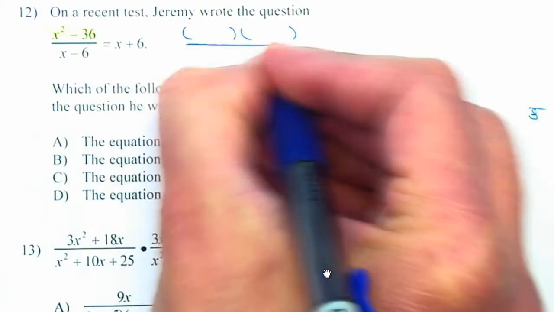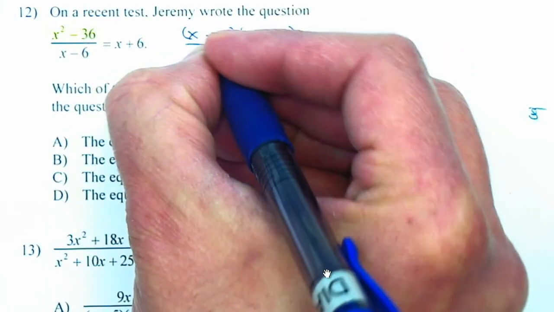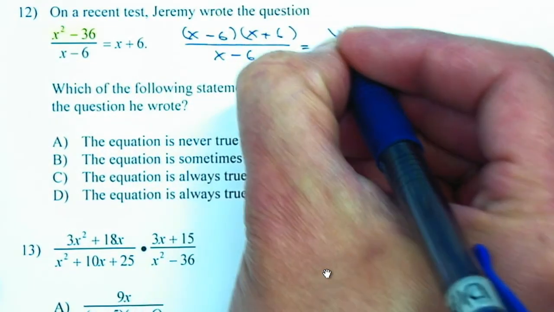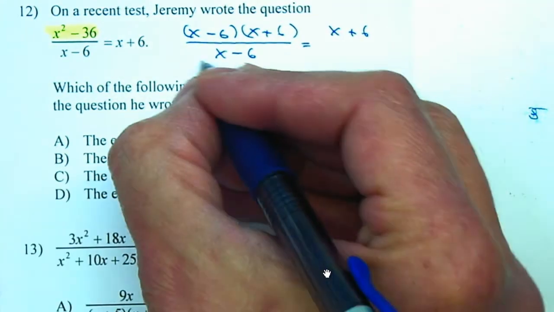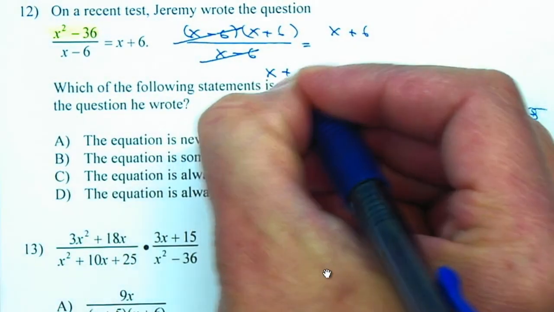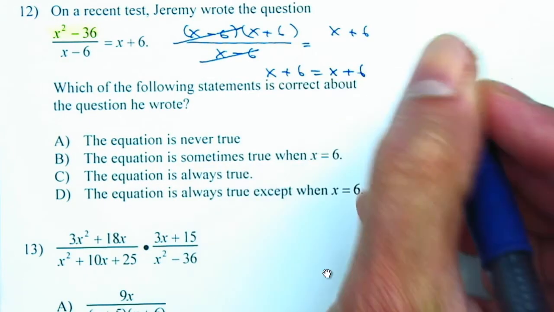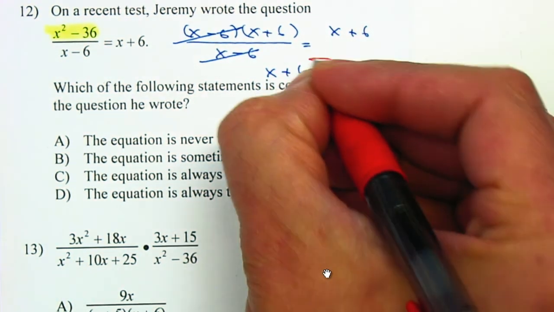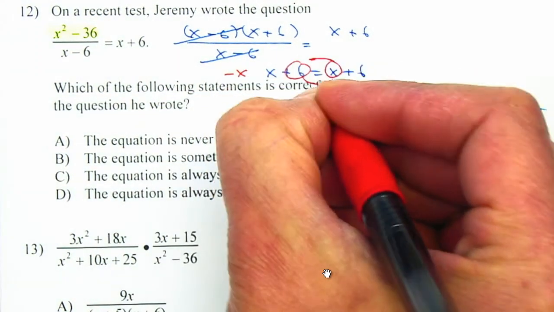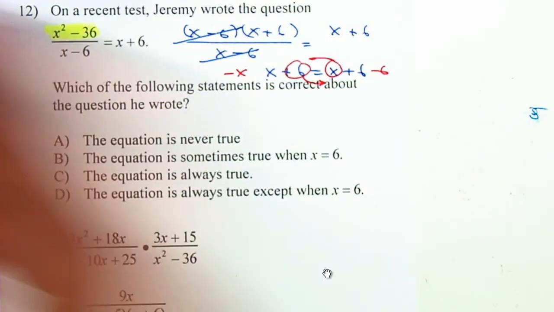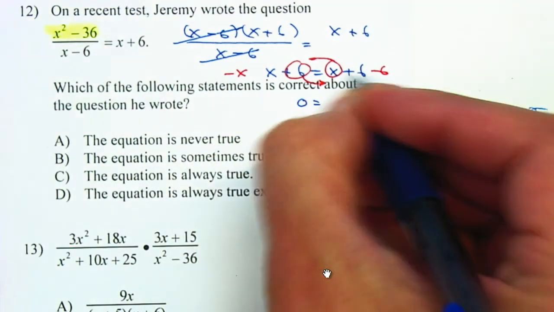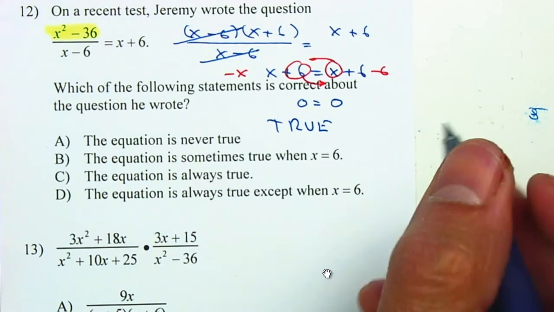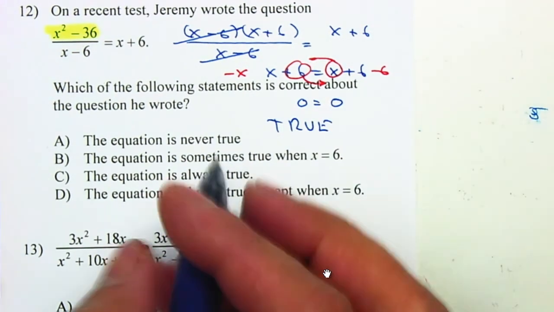That is the difference of two squares, so it'll be x and x, negative 6, positive 6. On the denominator, we have an x minus 6. The x minus 6 cancels, so we just have x plus 6 is equal to x plus 6. Let me just continue solving for x. I'm going to move my x to the left, becomes a negative x. My 6 to the right becomes a negative 6. So they both cancel, 0. They both cancel, 0. That is true. So that means that we have many solutions, or it's always true.